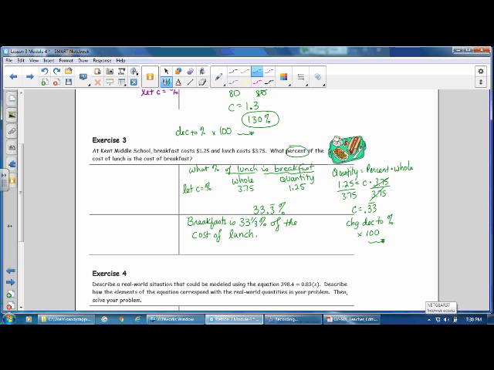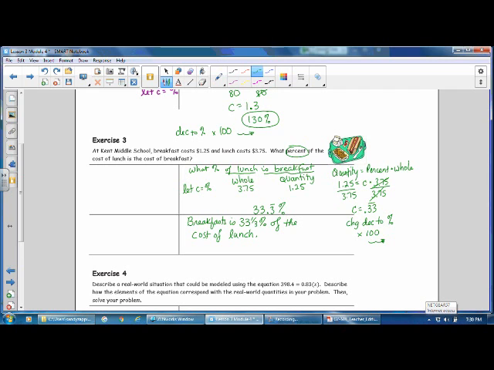And what I did there is I changed the 0.3 repeating to 1/3. And does that make sense? Breakfast is $1.25, lunch is $3.75. Breakfast is 1/3 of the cost of lunch. Yes. And 1/3 is the 33.33%.